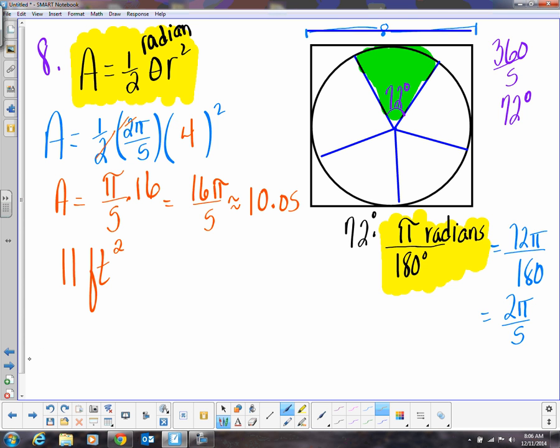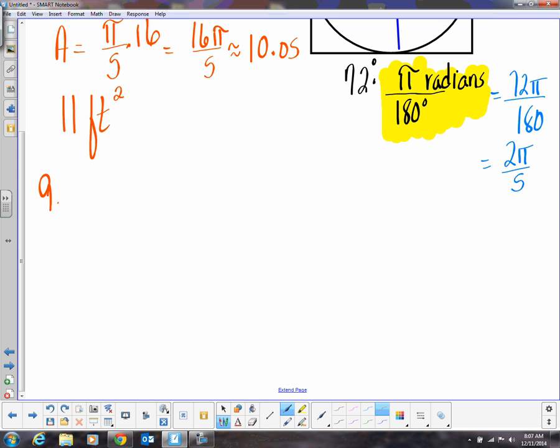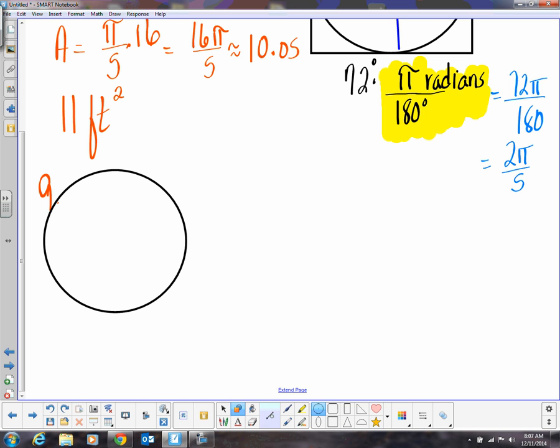Okay, Trevor raised his hand. 9. Okay, so let's look at 9. This is one we didn't do first period. So here we've got this circle. We've got this radius and we've got this radius. I'm writing it a little bit bigger so that I can fit 28 degrees in here. And then this is 4 centimeters. What are they asking us for? What is the arc length?